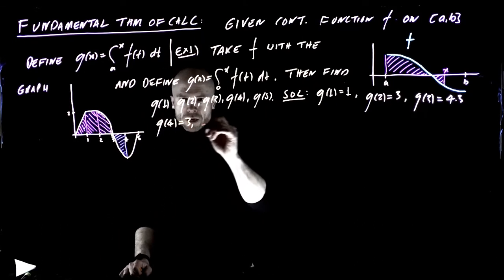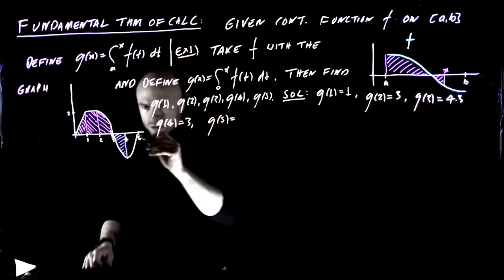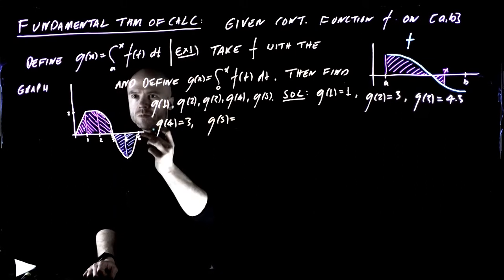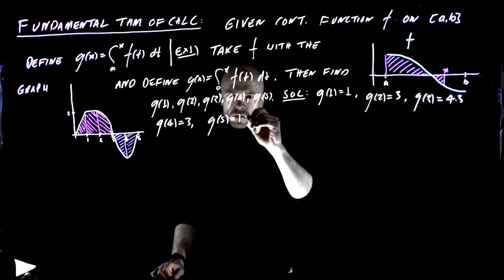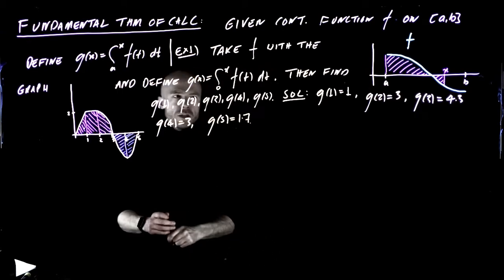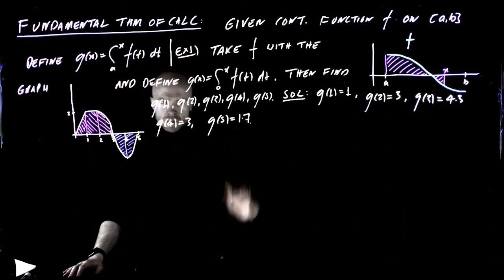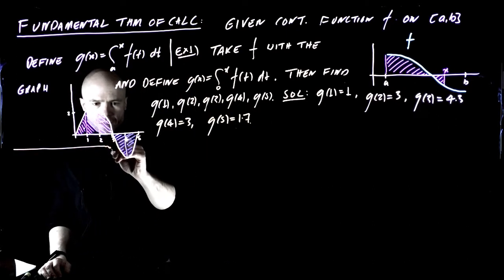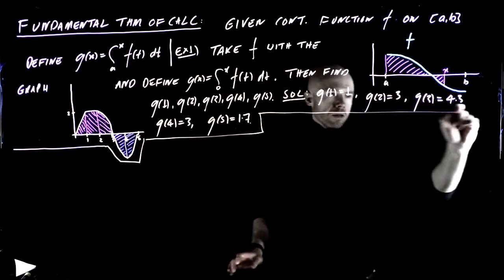And finally, G of 5. This negative area stuff here, again, is the mirror image of this stuff, so it's minus 1.3, so we're going to go from 3 down to 1.7. And that's it. So we can understand G. G isn't particularly hard to get a grip on. Okay, cool. So that's what function G is. Now we're in a position to state the fundamental theorem of calculus, part 1.